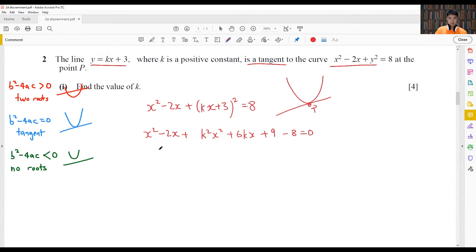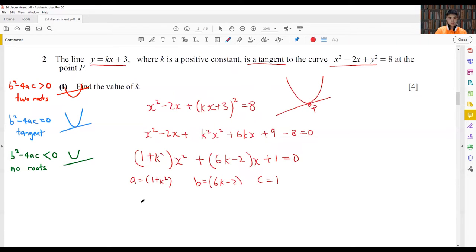From here, factorize out the x squared and the x, and separate them. Here is going to be (1 plus k squared) x squared. This will be your a. Here is going to be plus, put the 6k in front, (6k minus 2) x, and lastly, plus 9 minus 8, which is just plus 1, equals 0. And now we have identified that a is 1 plus k squared, b is 6k minus 2, and c is equal to 1. Okay?